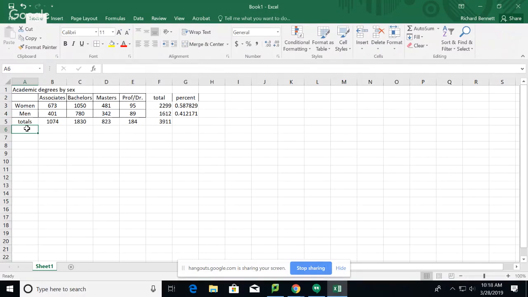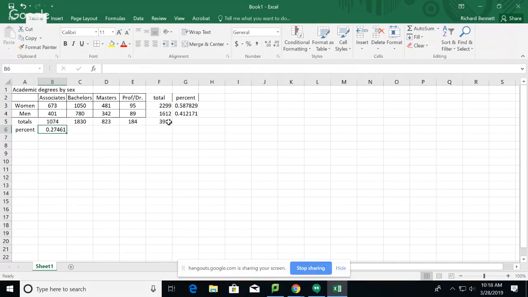So to find it, you have to take 1074 and divide that by 3911. Okay, 1074 divided by 3911 would be 27% of people have associate's degrees.